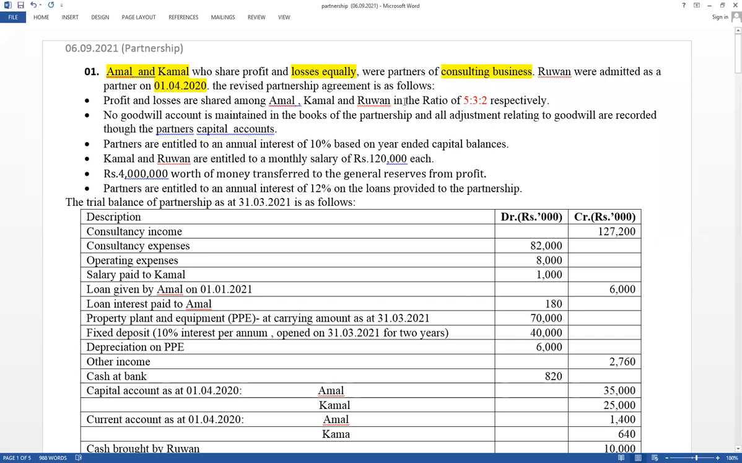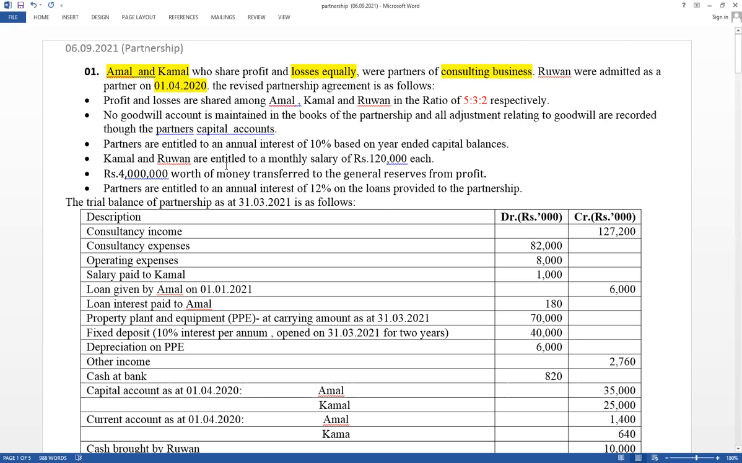Now there are three partners available. Admission is at the beginning of the year. Therefore, the new partner is also available during the current period. Think about the agreements. No goodwill account is maintained in the books of the partnership, and all adjustments relating to goodwill are recorded through the partners' capital accounts. Therefore, for the goodwill adjustment, you know how to adjust: old ratio credit, new ratio debit. If it has given goodwill of the partnership with no goodwill account maintained, there is no need to maintain goodwill accounts.